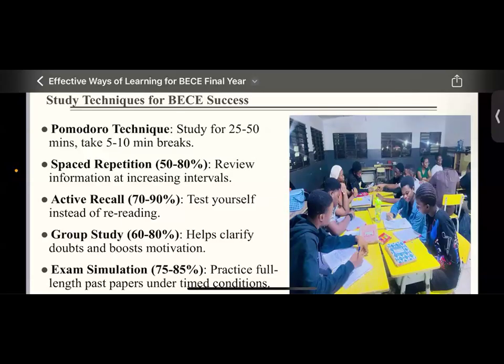But every 25 to 50 minutes, depending on your ability, it could be 25, it could be 30, it could be 45, it could be 40. By 50 minutes, it's not advisable to sit for an hour without taking a break. At most 50 minutes, take about 5 to 10 minutes break. It will really help you.